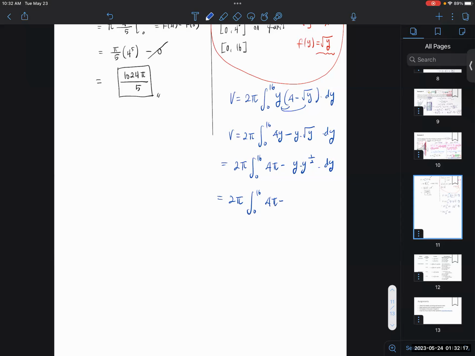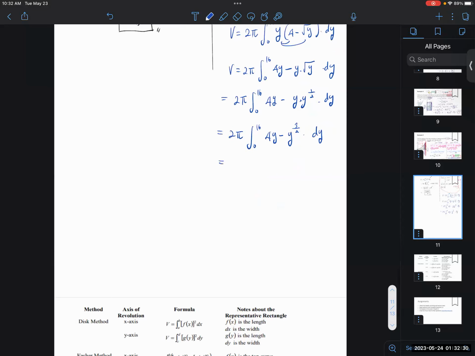If we simplify, this means 2 pi, 0 to 16, 4y minus y times y to the 1 over 2, dy. One more time: 2 pi, 0 to 16, 4y, and then for y times y to the 1 over 2, we have an invisible 1 plus 1 over 2, which is 3 over 2, dy. So let's take the integral: 2 pi, 4y squared over 2, minus y to the 3 over 2 plus 1, divided by 5 over 2, from 0 to 16. If you simplify, this is going to be 2y squared minus 2 over 5, flipped, y to the 5 over 2, from 0 to 16.